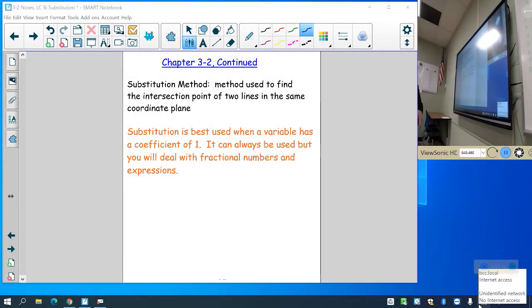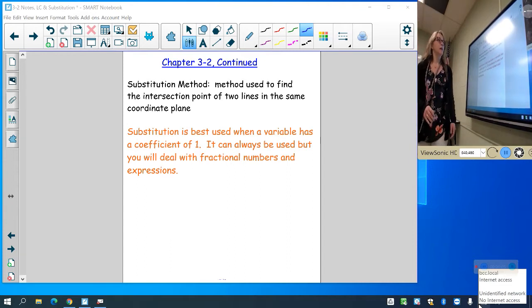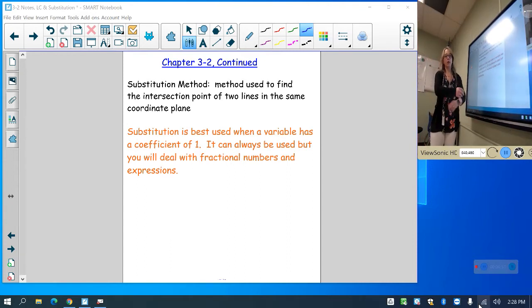Okay, chapter 3, section 2, we're going to go ahead and talk about substitution today. Substitution is just another method used to find the intersection point of two lines on the same coordinate plane. Substitution is best used when a variable has a coefficient of 1. It can always be used, but you will deal with fractional numbers and expressions. I want to make sure you understand what a coefficient of 1 is. If you cannot find a coefficient of 1, I would recommend using elimination.